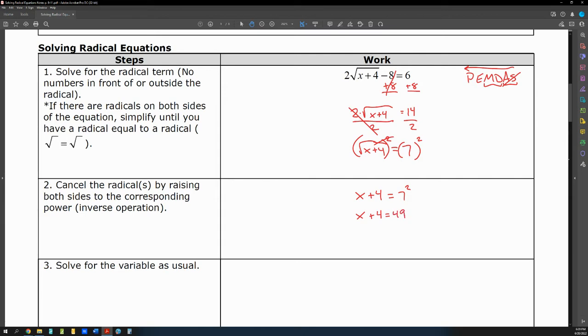And then finally, step 3 is to solve for the variable as usual. We're going to subtract 4 from both sides, and we're left with x is equal to 45. And that's our answer. All right, let's get some practice on the following page.